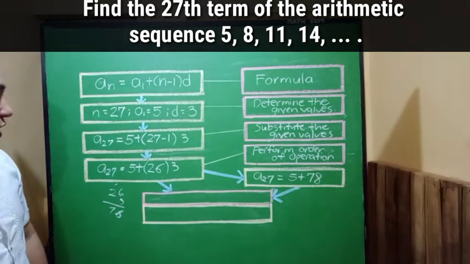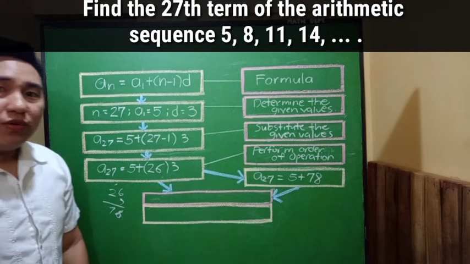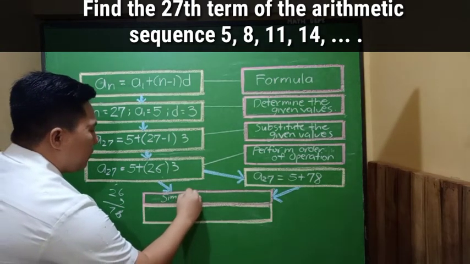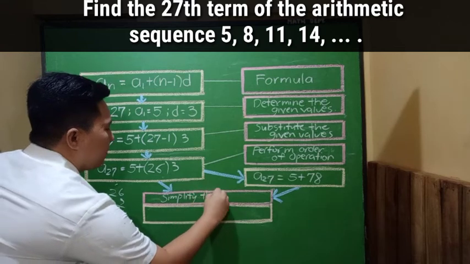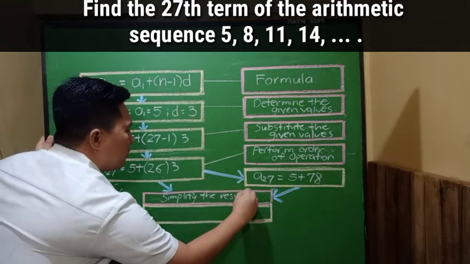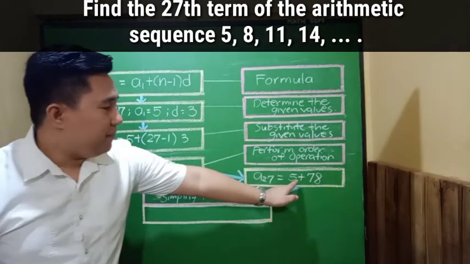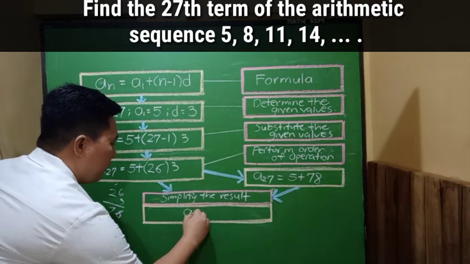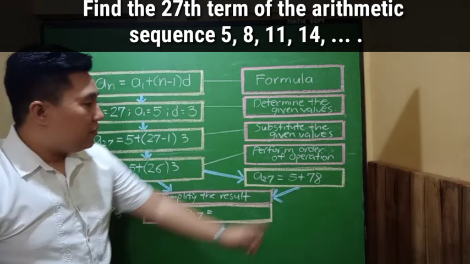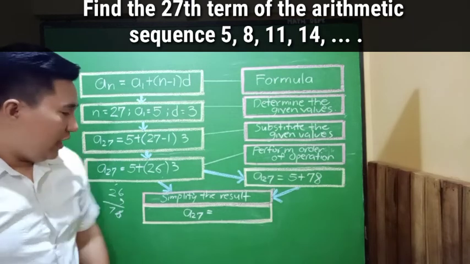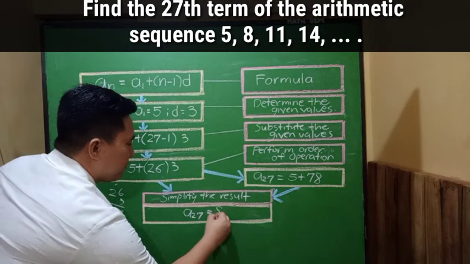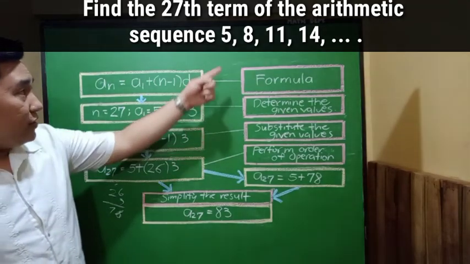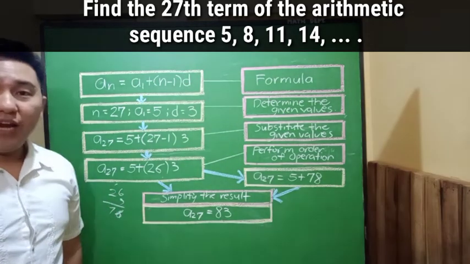Then of course, the last step is we need to simplify the result. So 5 plus 78. So we add. So a sub 27 is equal to 5 plus 78, which is 83. Therefore, the 27th term of this sequence is 83.